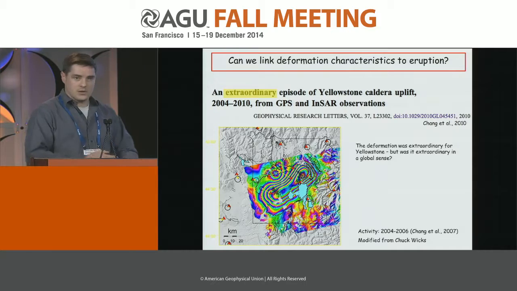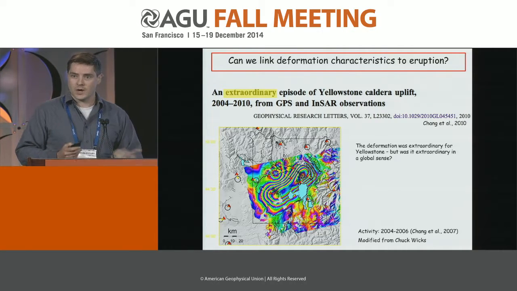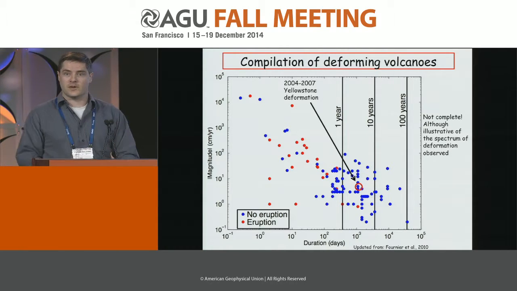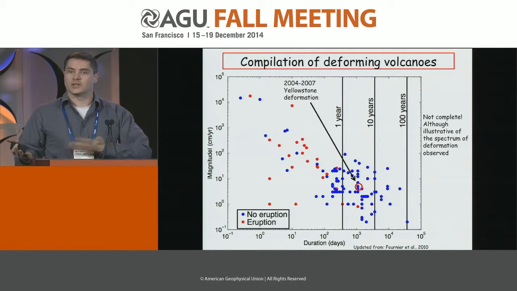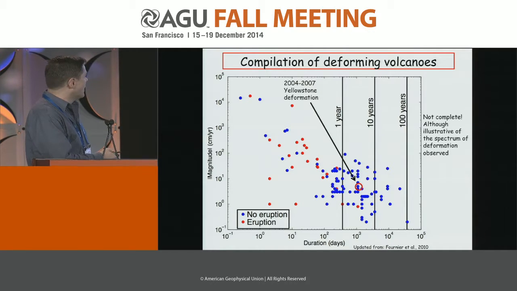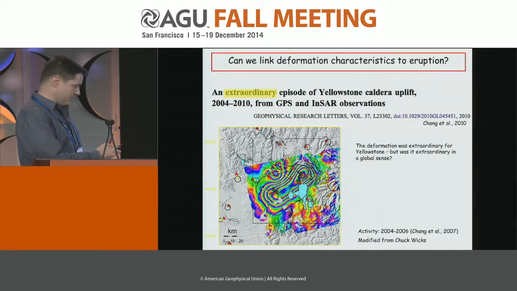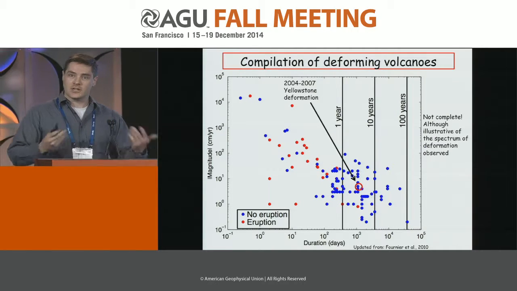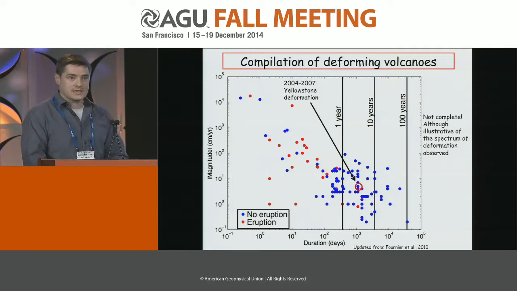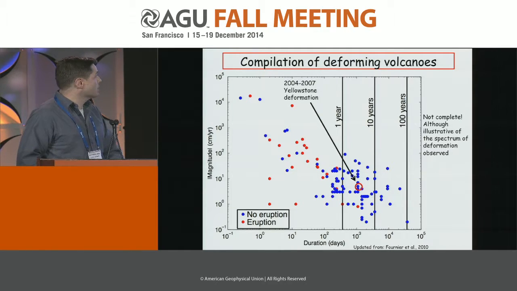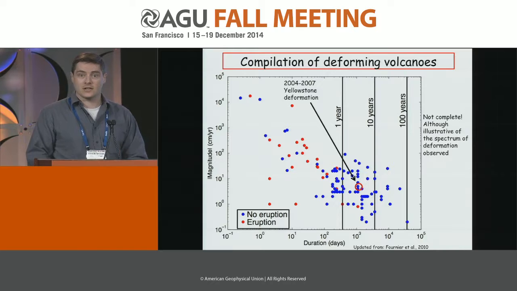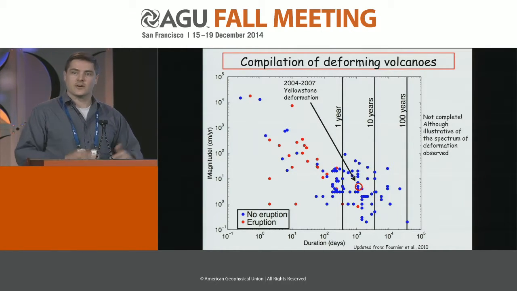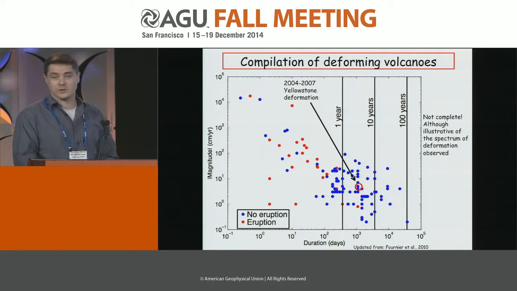And the question is, was there an eruptive threat from this? One way of looking at this is to compile a list of similar deformation events around the world and whether they resulted in eruption or not. So I'm plotting here on the x-axis the duration of a given episode of deformation. On the y-axis is the magnitude of that pulse of deformation. And you can see in this case at Yellowstone, there are a lot of examples of pulses of deformation of similar magnitude and duration that didn't result in eruption.